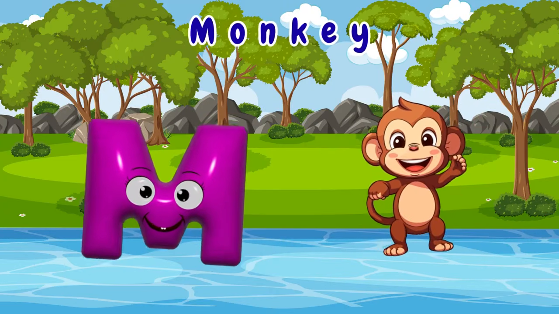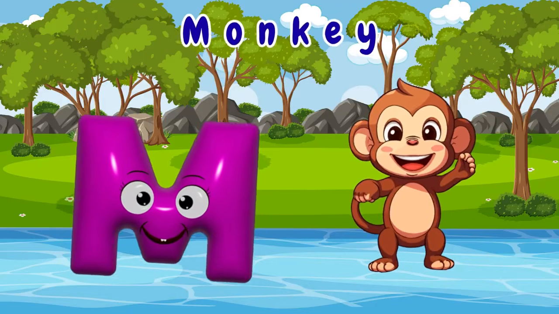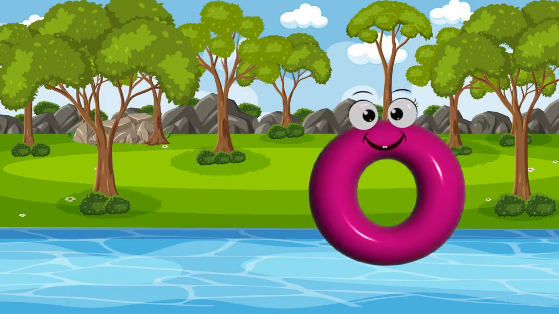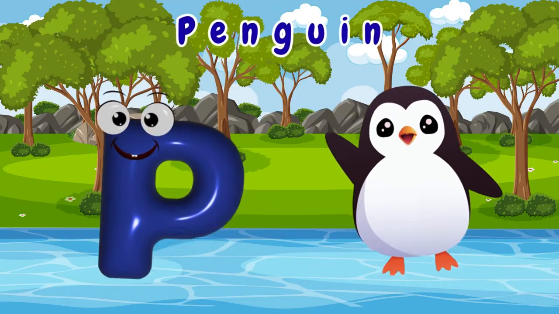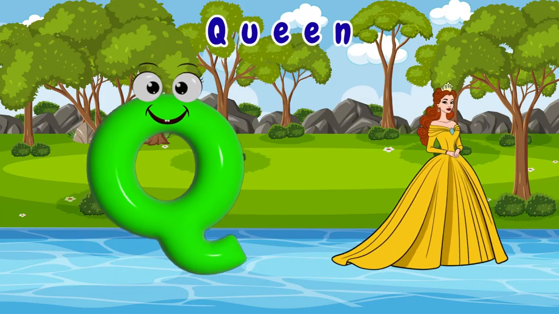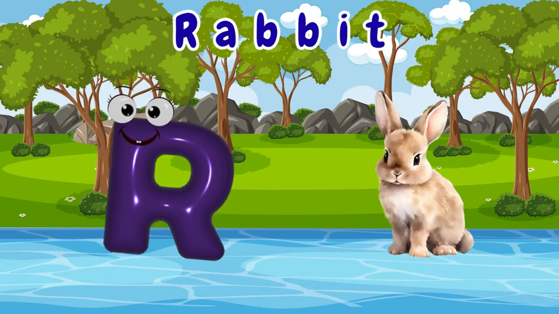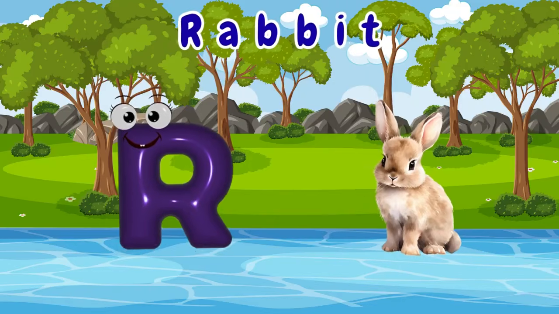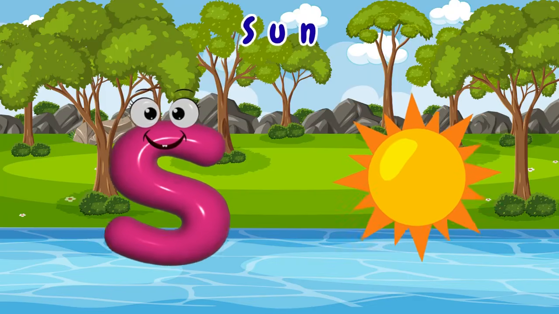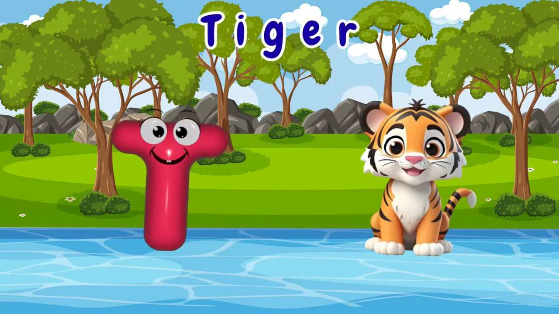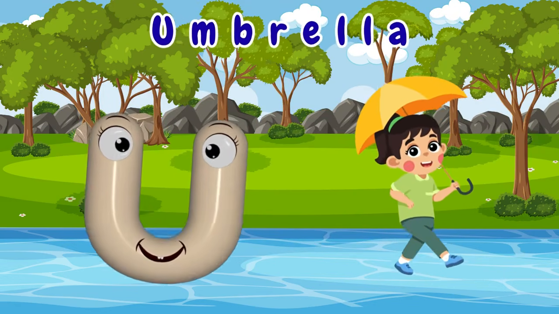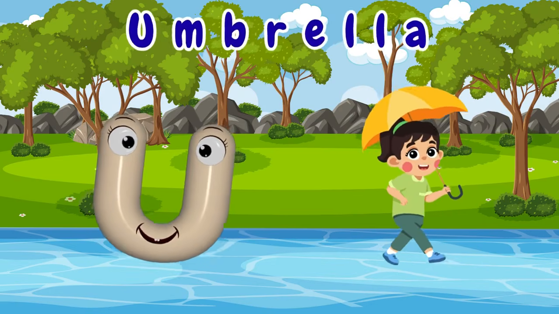M is for monkey. N is for nose. O is for penguin, P is for penguin. Q is for queen. R is for rabbit. S is for sun. T is for tiger. U is for umbrella.